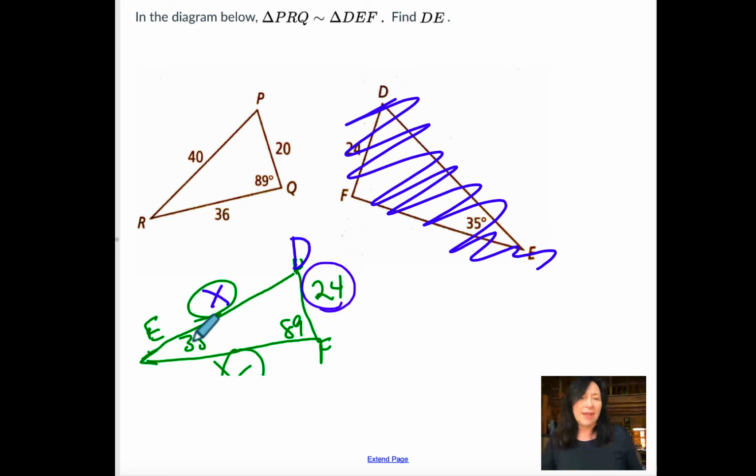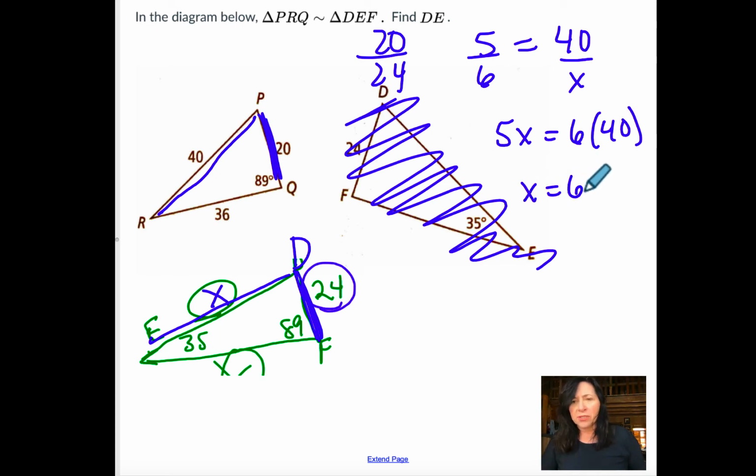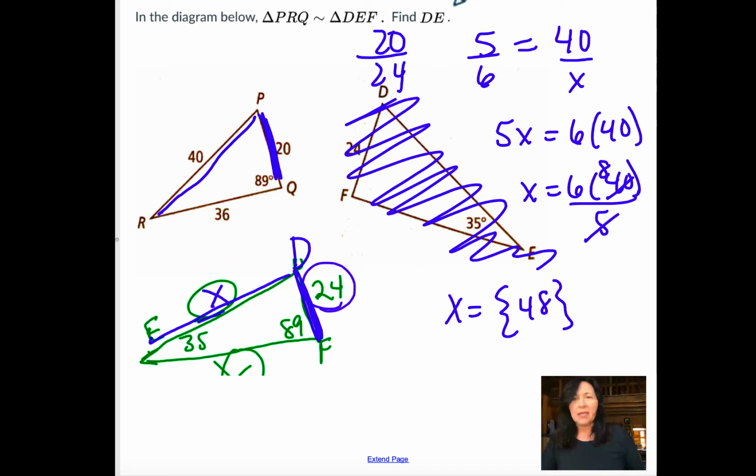And so in order to find DE, I'm going to use my scale factor. What was my scale factor? 5 to 6. So we're going to go 5 is to 6 as, right, we went 20 is to 24. That's my 5 is to 6. So 20 is to 24 as 40 is to x. So I'm going to cross multiply. I get 5x is equal to 6 times 40. And then x is equal to 6 times 40 divided by 5. 5 divides into 40 8 times. 6 times 8 is 48. So that value is 48. So DE is equal to 48.